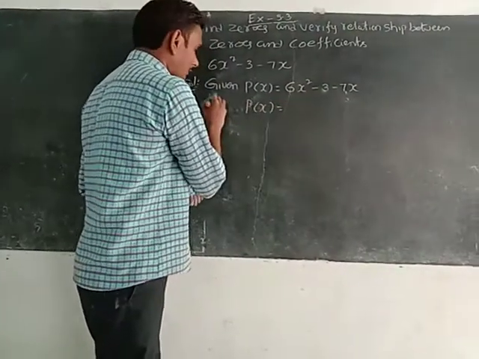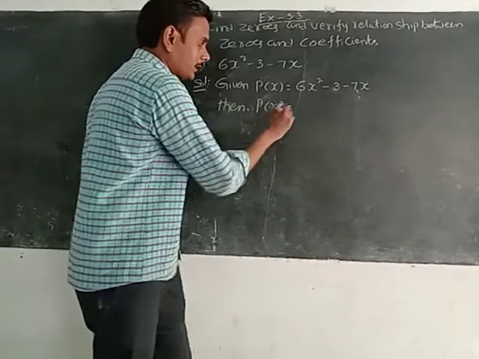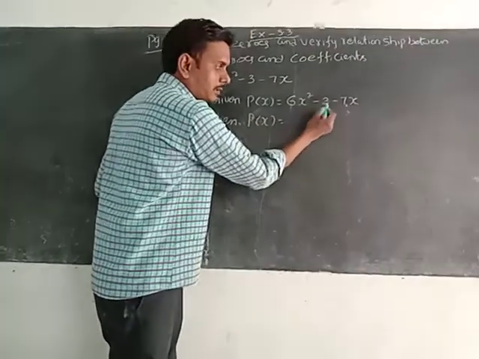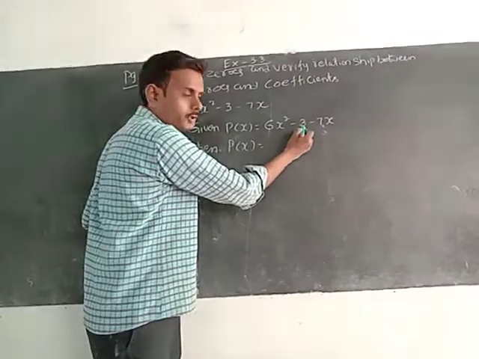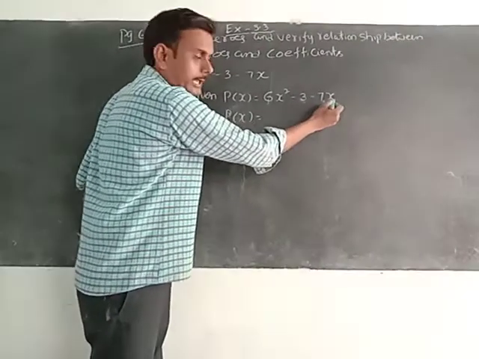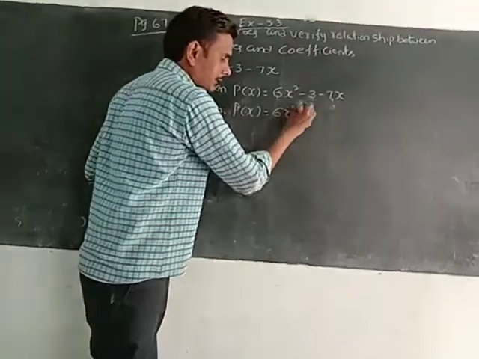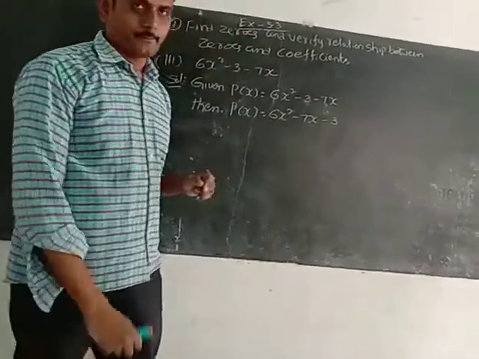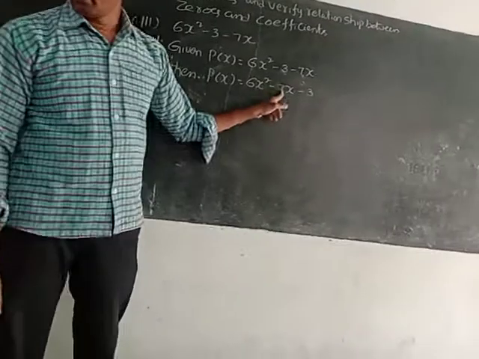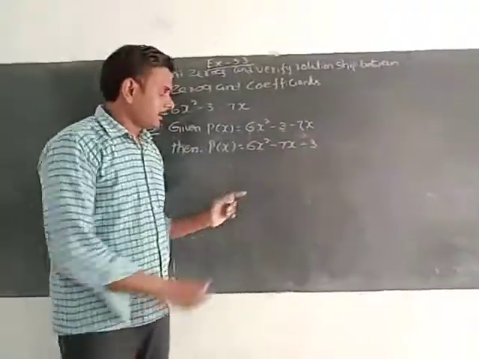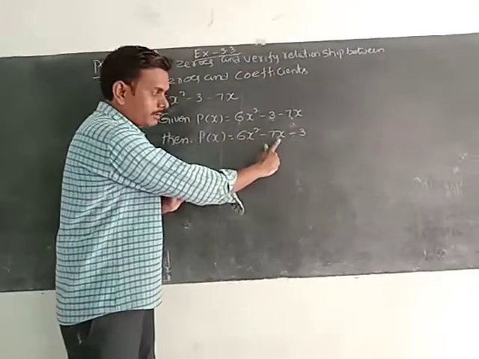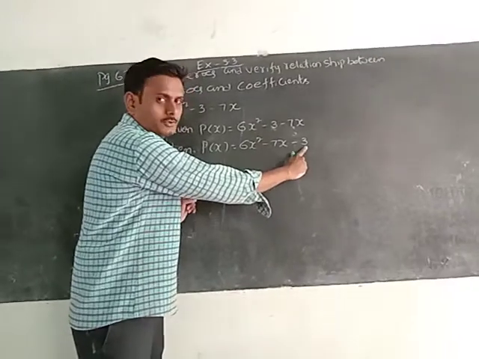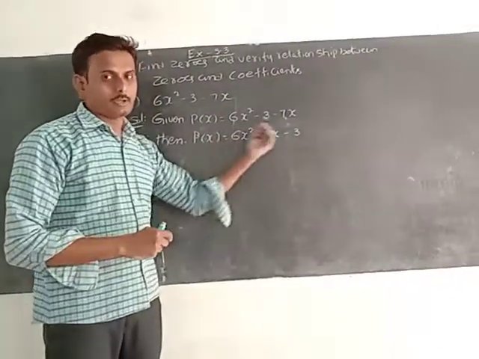P of x equals, this degree is 2, this degree is 0, constant degree 0, and this degree is 1, x power 1. So write 6x square minus 7x minus 3. If you observe here, degree 2, degree 1, and the degree of this term is 0. This is arranged in descending order.